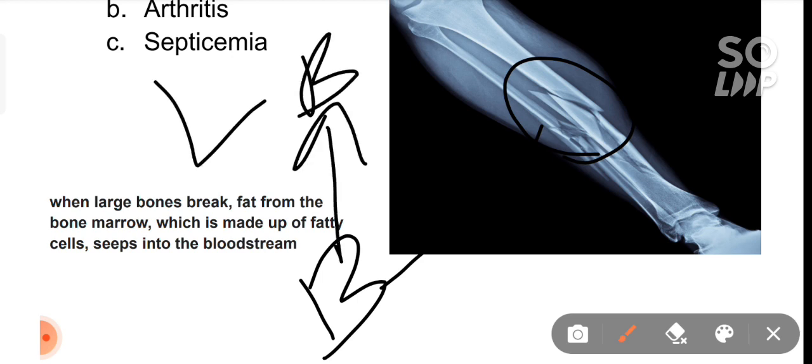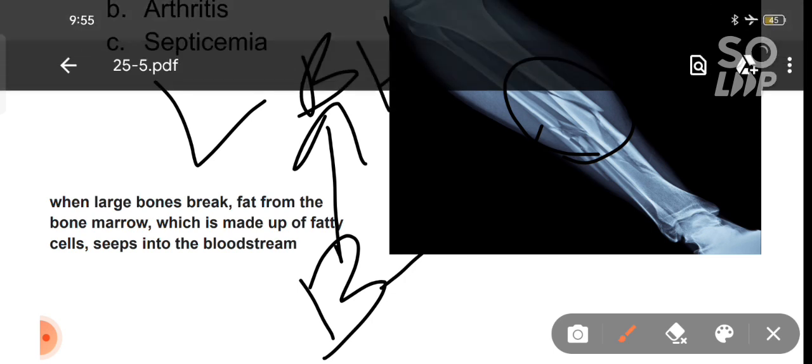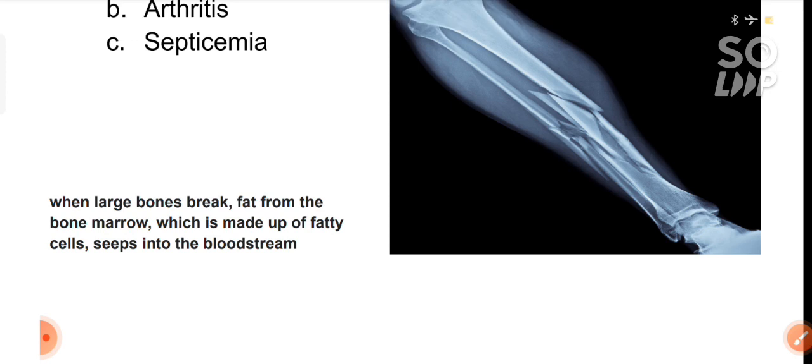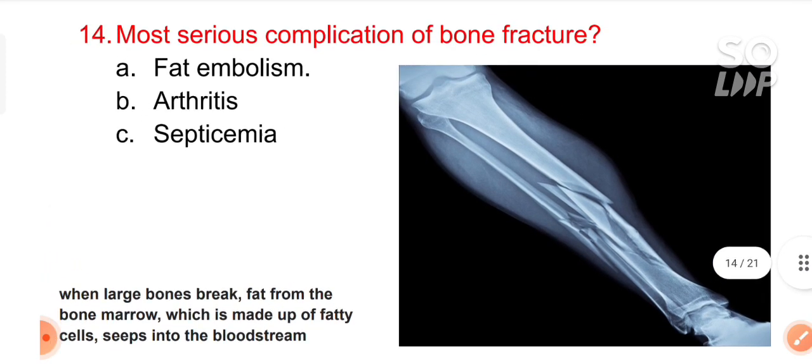So the fat cells which are present in the bloodstream can go to the brain or lungs, and the heart. So important organs can be affected by the fat cells, so it can cause fat embolism.